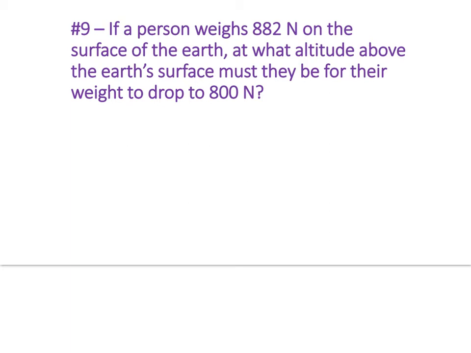Number 9 is another one that has a couple of different steps. If a person weighs 882 newtons on the surface of the Earth, at what altitude above the Earth's surface must they be for their weight to drop to 800 newtons? So we know that on Earth, they weigh 882 newtons. As you get higher and higher up into the atmosphere and farther and farther away from the surface, the weight is going to drop because gravity is not pulling quite as hard on you.